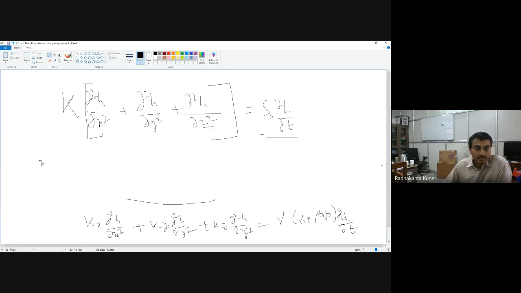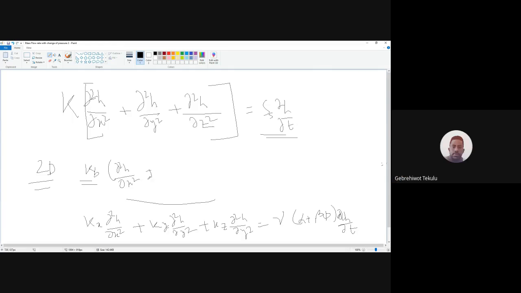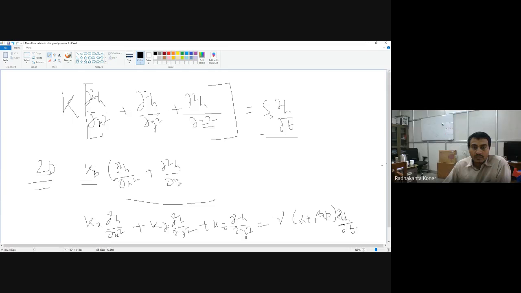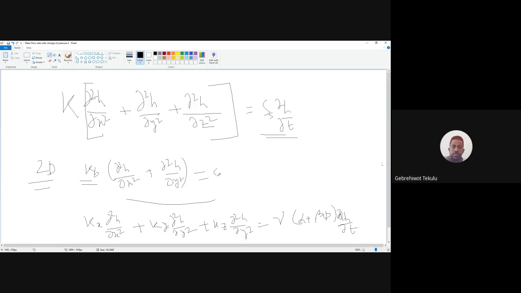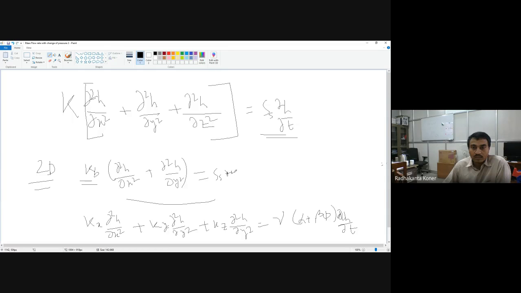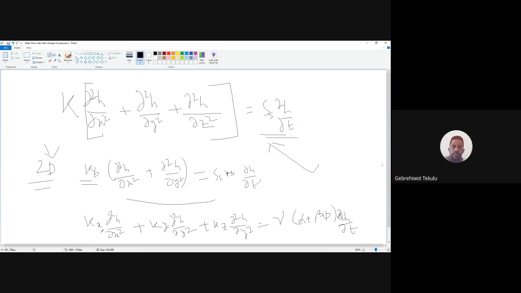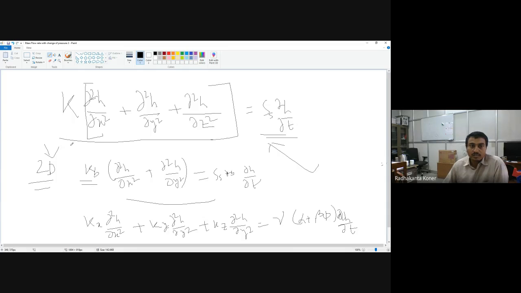So for 2D flow, suppose for a z direction, the flow we are measuring, it would be K B: del square H by del x square plus del square H by del y square is equal to S into B, del H by del t. This is for 3D, and this is for 2D. So if we take this term, this basically indicates the total flow and the net amount of storage in that particular case.